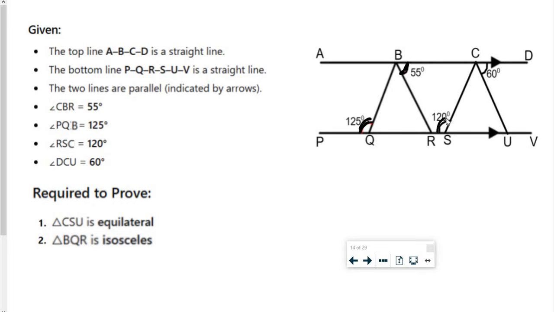RSC, this angle here is 120 degrees. And angle DCU, this angle here is 60 degrees. Required to prove that triangle CSU, this triangle here, is an equilateral triangle, and also triangle BQR, which is this triangle here, is an isosceles triangle.